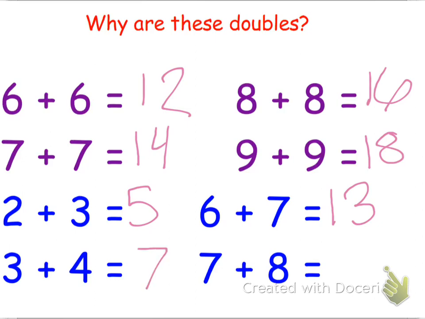Now let's do 7 plus 8. Ooh, we know that 7 plus 7 equals 14. Let's lean. So 14, we add 1 more. We know that is 15.